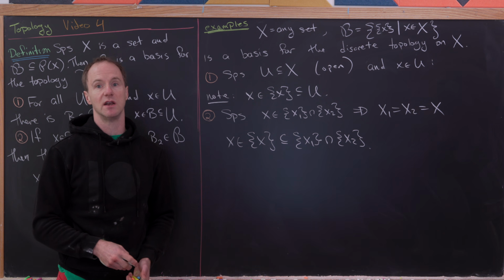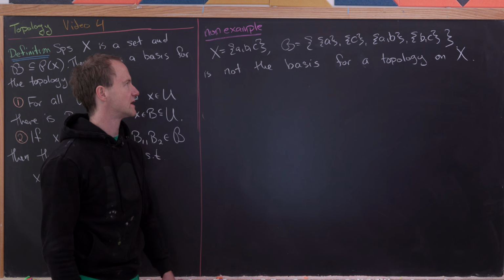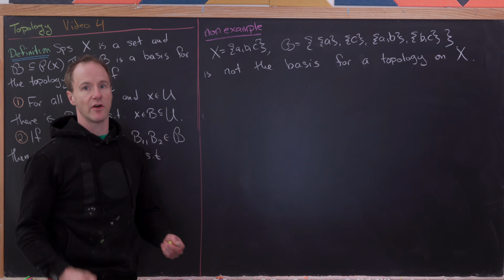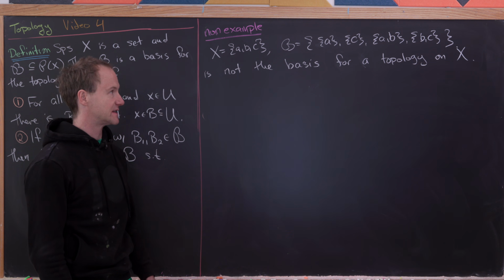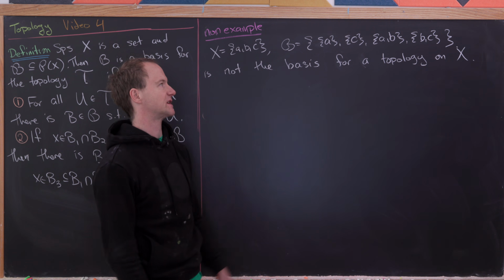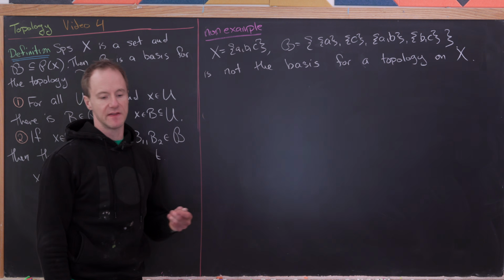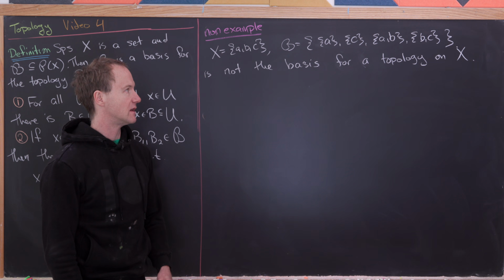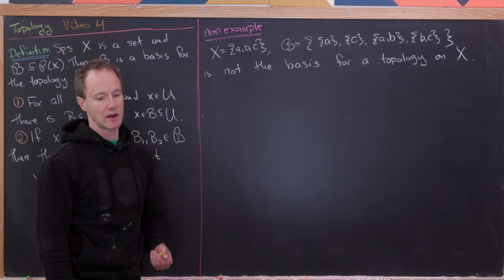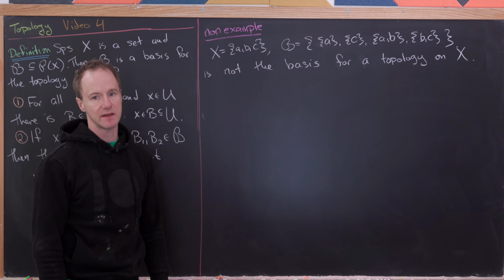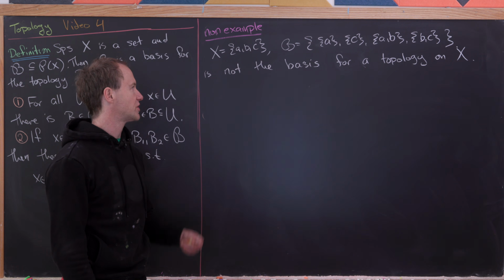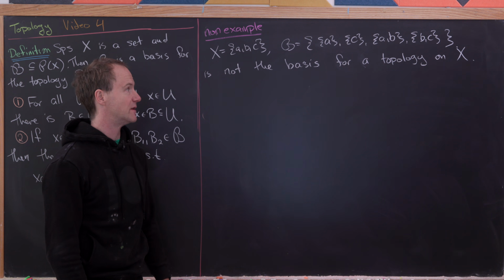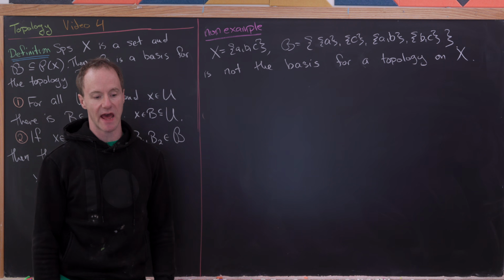Okay, now let's look at a non-example. For our next example, let's take X to be the 3-element set containing A, B, and C, and then we've got this collection of subsets: the singleton A, the singleton C, and then the 2-element set A, B, and also the 2-element set B, C. And I'd like to argue that this is not the basis for a topology on X.